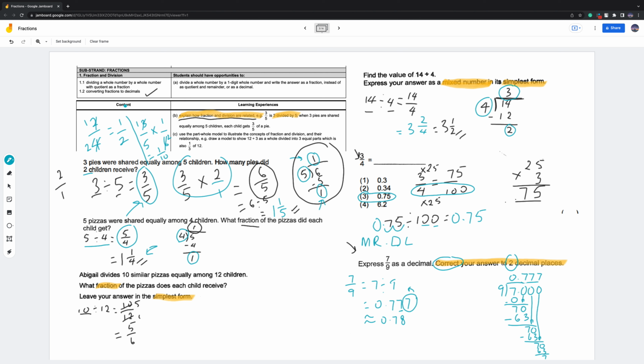So change it to a mixed number. Okay, and the next thing you're supposed to know is converting fractions to decimals. There are 2 methods. The first one is changing the denominator to tens, hundred, or thousand. And the next one is by dividing.